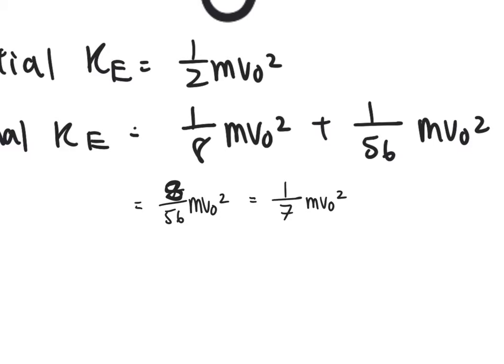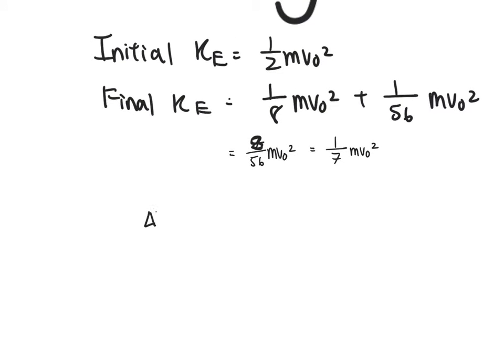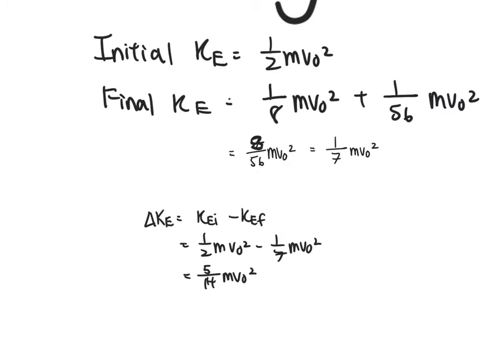From there, we can find the change in energy. Change in kinetic energy equals the kinetic energy of the initial minus the kinetic energy of the final, which is 1 over 2 mv naught squared minus 1 over 7 mv naught squared, which then equals 5 over 14 mv naught squared.